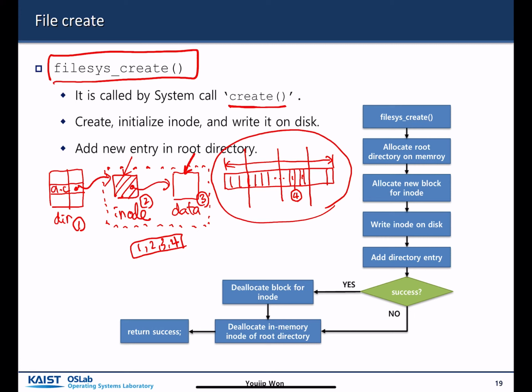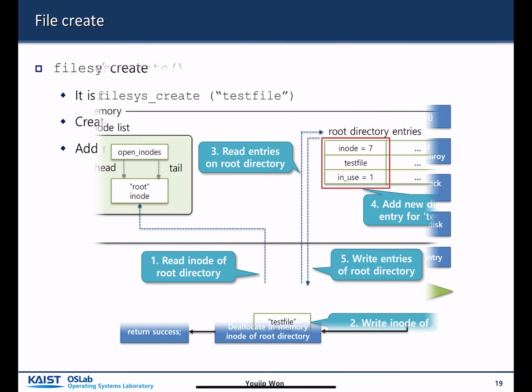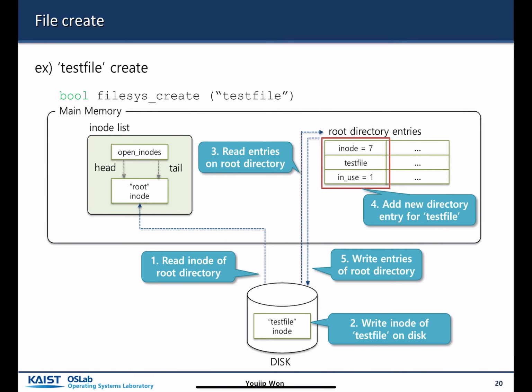So the details of the file system create are: create and initialize an inode, write it to the disk, and then add a new entry in the root directory. Okay, this is the simplified steps of creating a file. In this example, they did not allocate any data blocks, and it does not show how the bitmap is allocated and updated, but we are going to show how it works. So these are the detailed steps of creating a file. The name of the file is test file. So we call the function file system create test file.